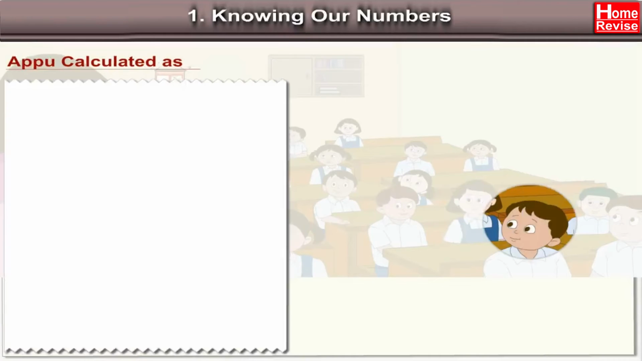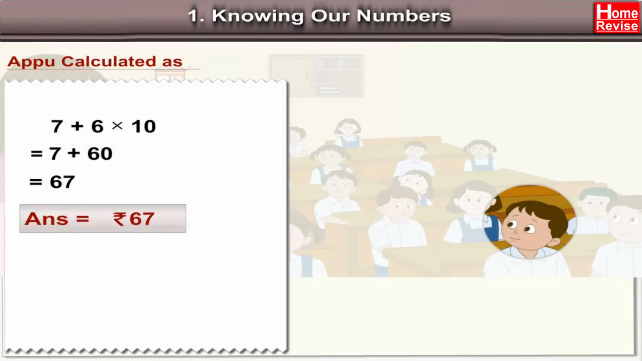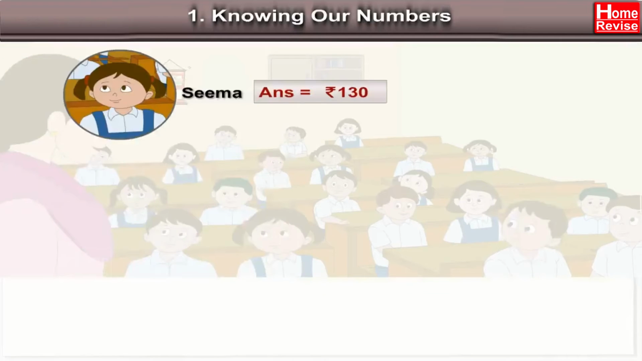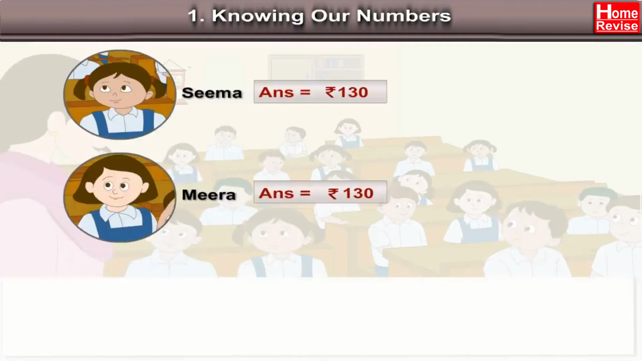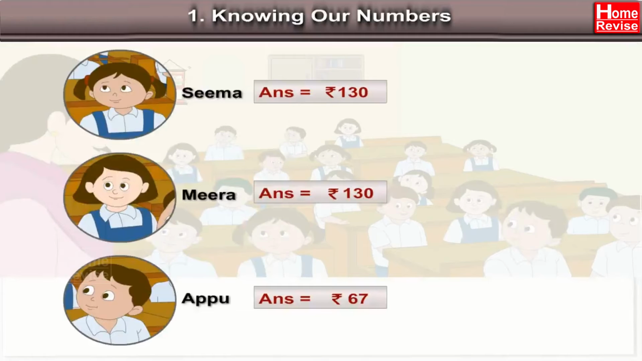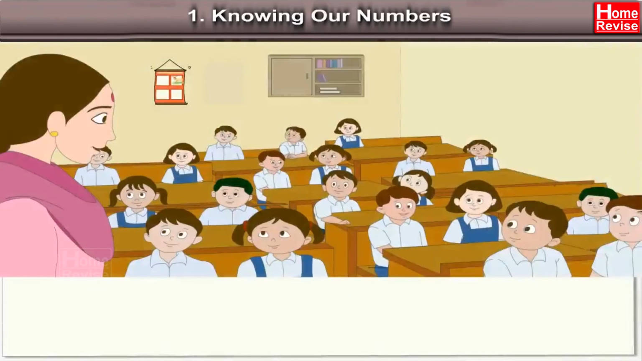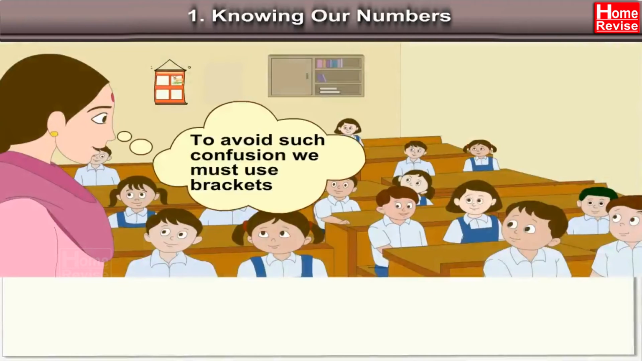Whereas, Appu calculated as 7 plus 6 into 10. Now this is equal to 7 plus 60, which is equal to 67. Though Seema and Meera got the same answer, Appu got another answer. Well, students will definitely get confused. So, the teacher told the students that to avoid such confusion, we must use brackets.